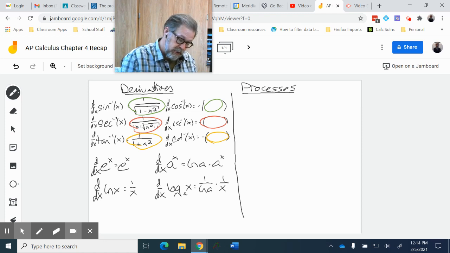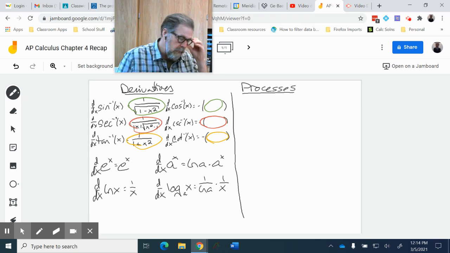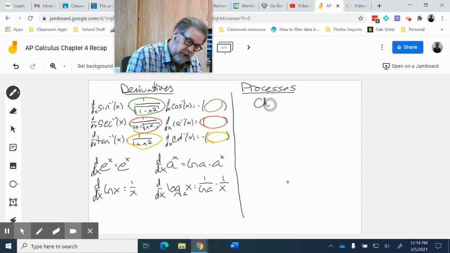You should especially know the bottom 4, and it doesn't hurt to know the top 6, or at least know where to look them up when you need them. Okay, so let's go to processes. I will start with chain rule.